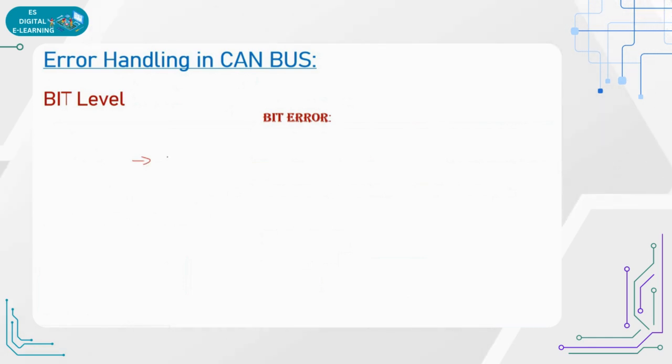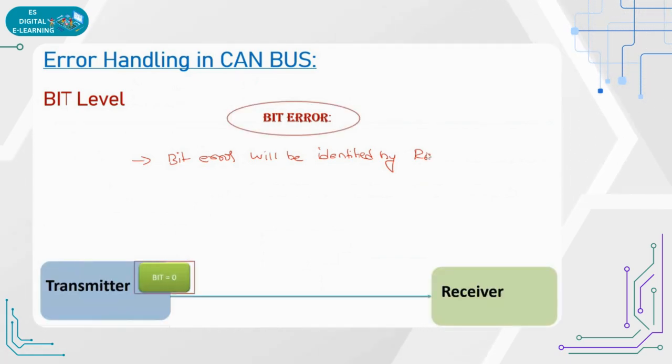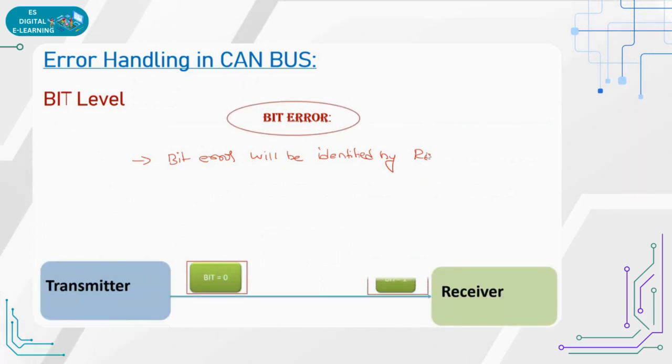So bit error will be identified by receiver. Identified by receiver on bit level.